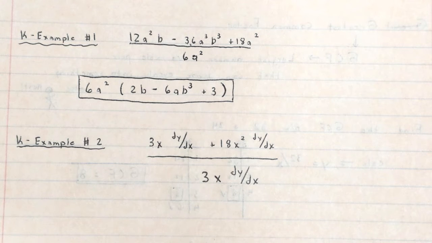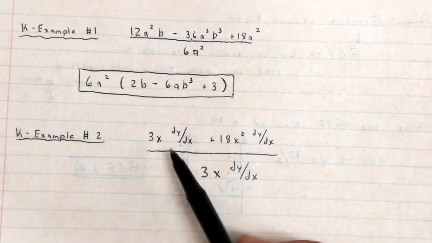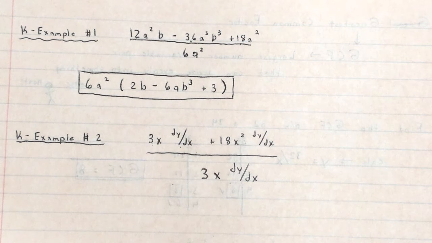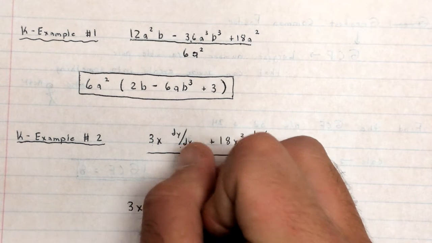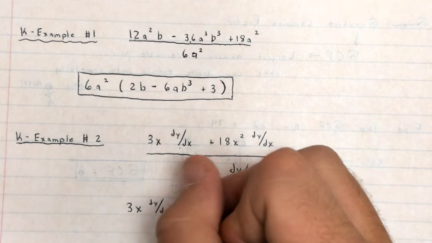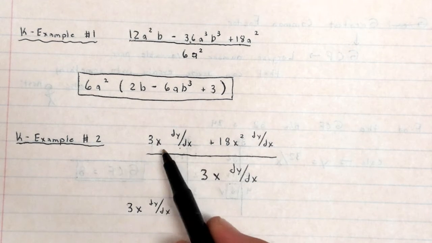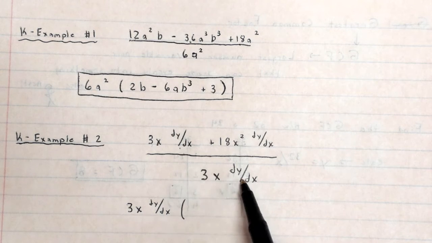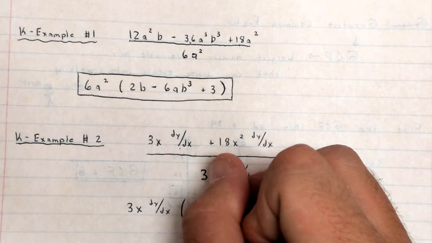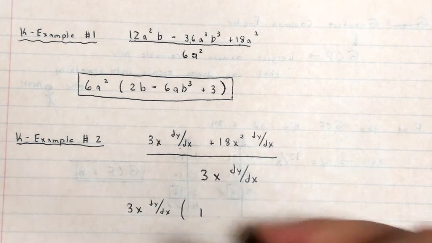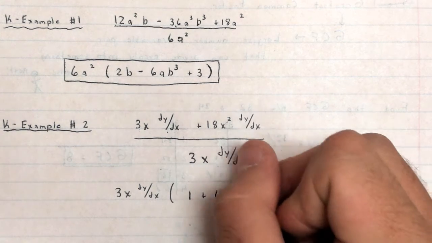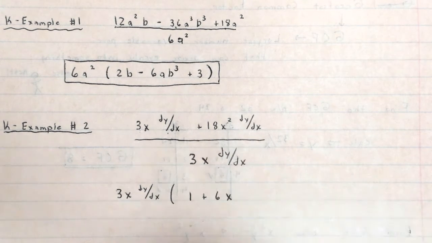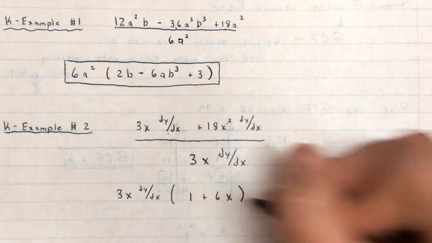Anything that they share, it could be a complex something like this, it could be a number, or it could be a variable. Anything that they have in common, I can go ahead and get that bad boy out. So on the outside, I have 3x dy/dx. 3 divided by 3 is 1. X over x cancels. dy/dx cancels. So I'm left with 1. 18 divided by 3 is going to give me 6. X squared over 1x leaves me with 1x. dy/dx over dy/dx cancel away. So I'm left with this.